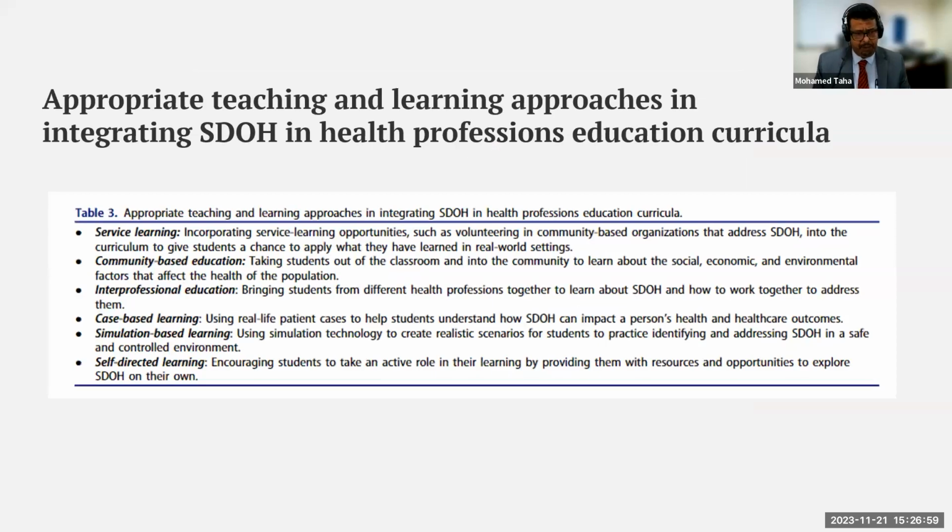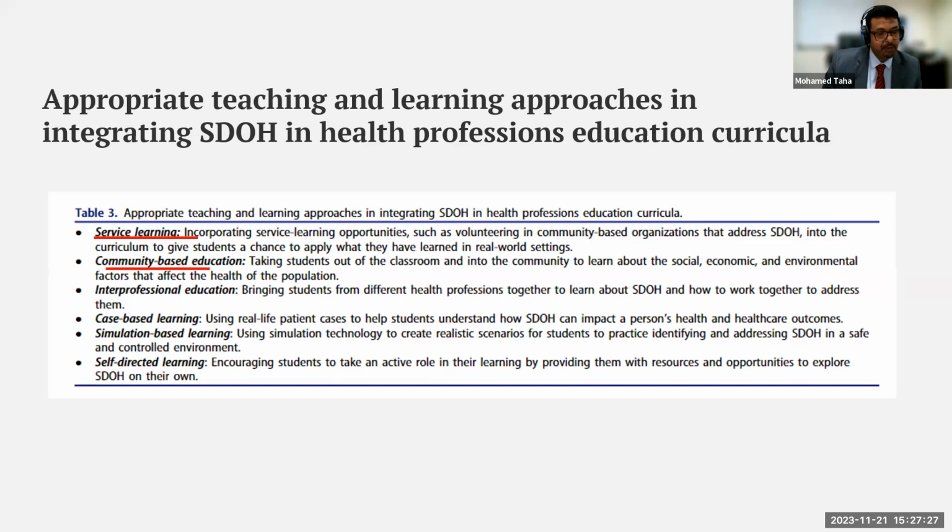And now we will move from planning the curriculum to how we can teach social determinants of health in the curriculum. The best teaching and learning approach is to use service learning in educating the students about the social determinants of health, and incorporating these service learning opportunities, such as volunteering within the community, and giving them the opportunity to learn about it.